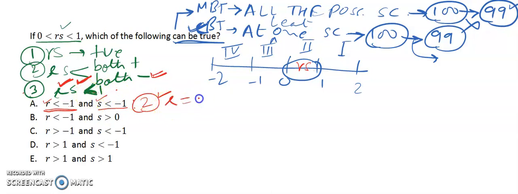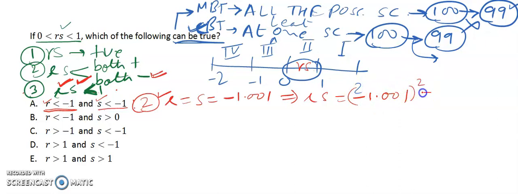Say R equals S equals -1.001. This will give RS equals 1.001. So its value will definitely be greater than 1. So this can never be the answer. There is no need to check further because if we take absolute values of R and S which are greater, say 3 or 4, definitely their product is going to be much higher than 1. So this option is disqualified.